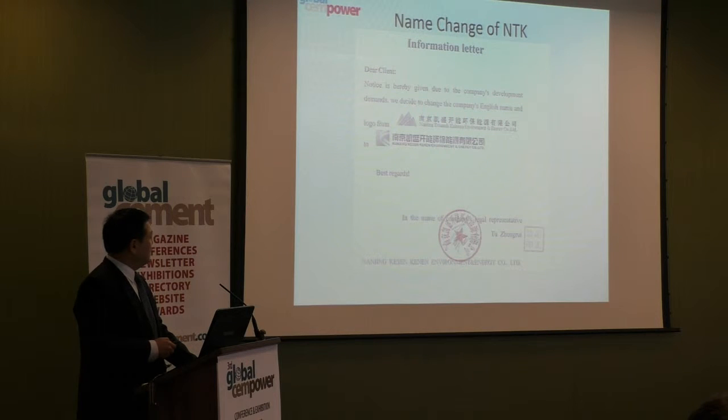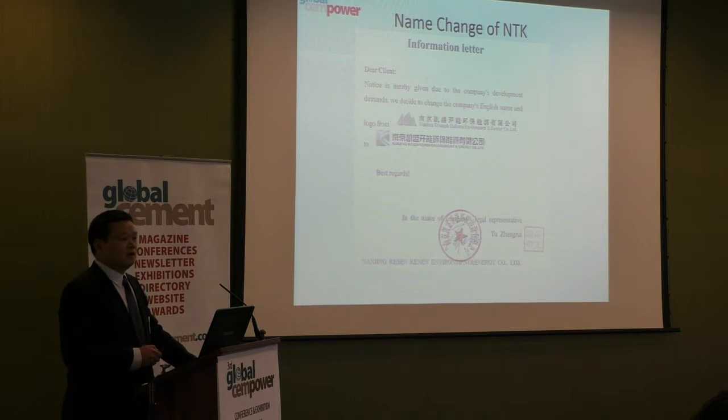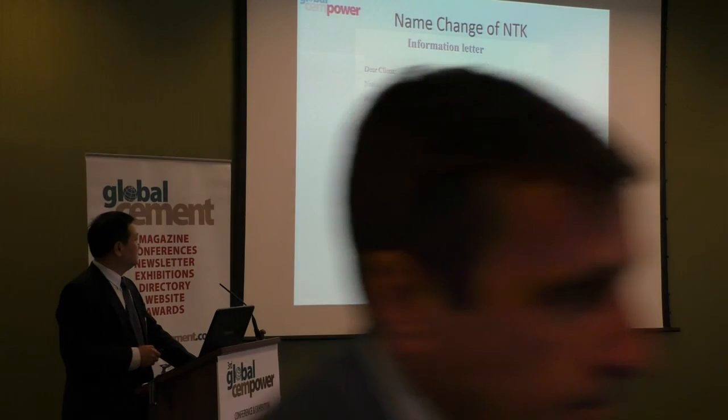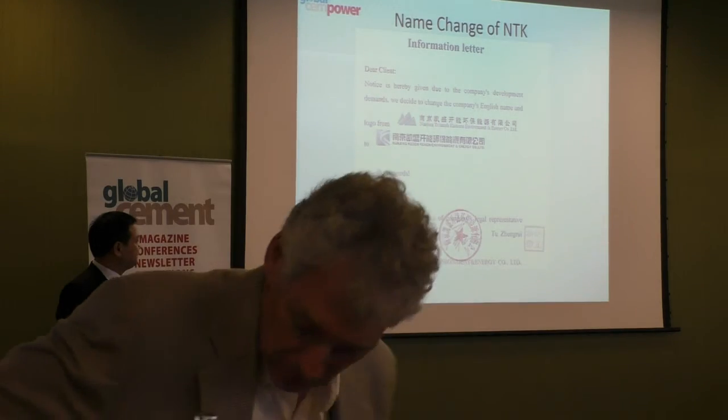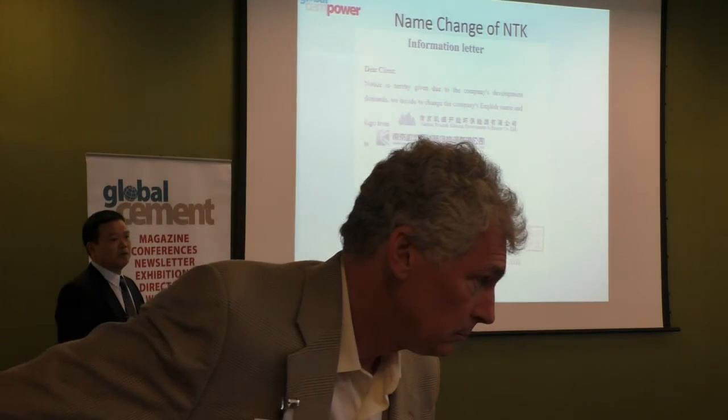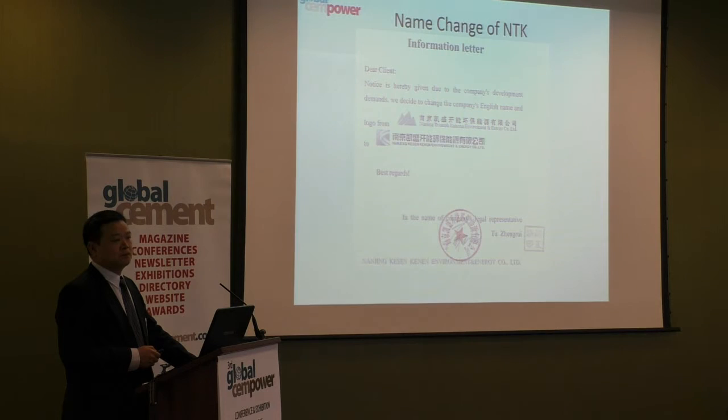Our company changed its name, I think 2 years ago. Before that, our company name was NTK, Nanjing Trans Kaser. It's well known around the world, but during the development, we changed our name from NTK to NKK, Nanjing Kasen Cannon. We are a subsidiary company of CMPA.